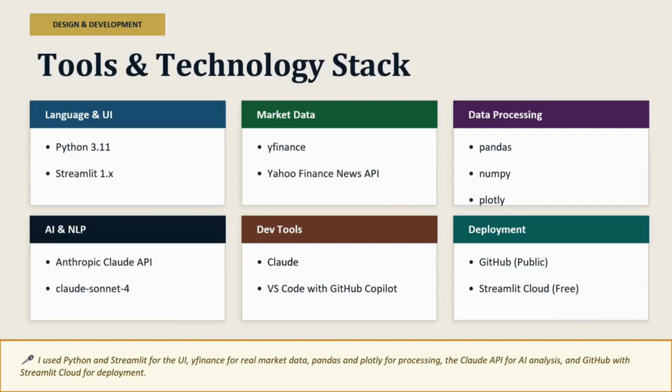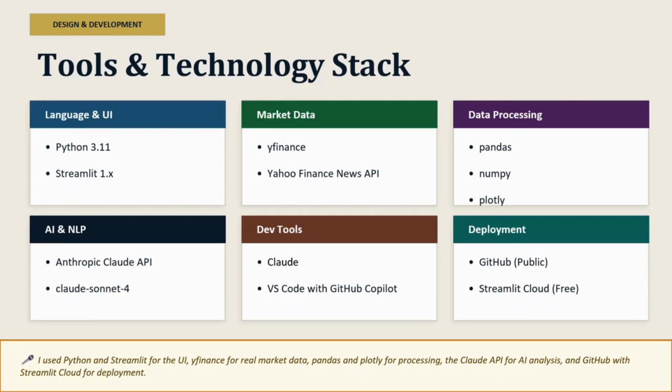Let me walk you through the tools I used to build this. The core is Python and Streamlit for the interface. Yahoo Finance via yfinance for real market data. Pandas, NumPy, and Plotly for data processing. For AI, I use the Anthropic Claude API. For development, I used Claude Code with GitHub Copilot for code completion, and Cursor as the main AI assistant throughout the whole project. I also deployed everything on GitHub and Streamlit Cloud.